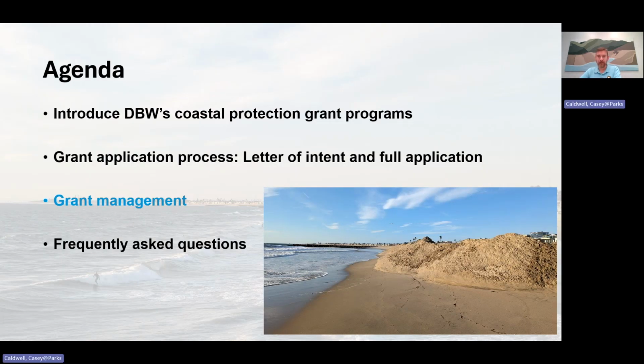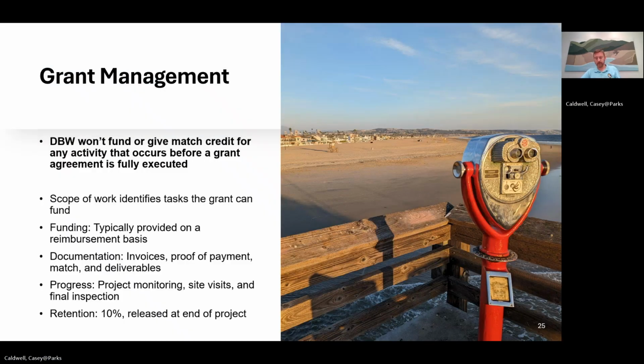I'll now briefly discuss what managing a grant from DBW entails and how we go about providing funds to grantees, just so you know a little bit about what it's like to work with us. After a project is authorized to receive a grant in the state budget, a few more things need to happen before grant funds become available. I'll start with a note about timing. As you plan and schedule your work, please keep in mind when DBW funds will start to be available.